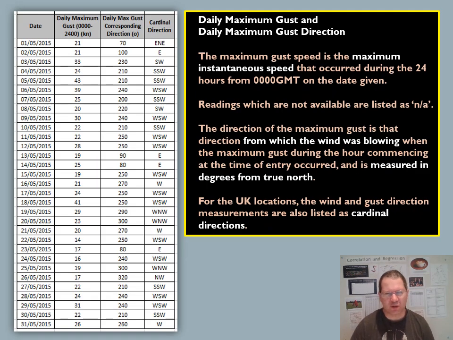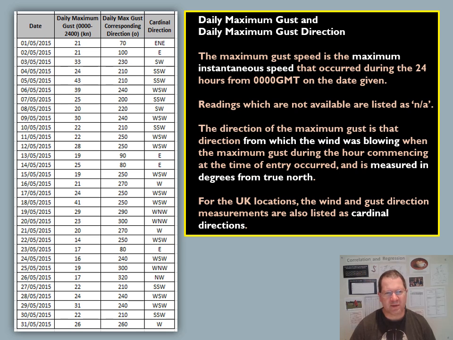Similarly, we have 3 columns relating to the daily maximum gust and the daily maximum gust direction. The difference between this and the previous slides is that the maximum gust speed is the maximum instantaneous speed that occurred, whereas in the previous slide we were looking at the average, the mean wind speed. So on the 1st of May, the daily maximum gust between midnight and midnight was 21 knots. Again, we need to know how to convert that into miles per hour.